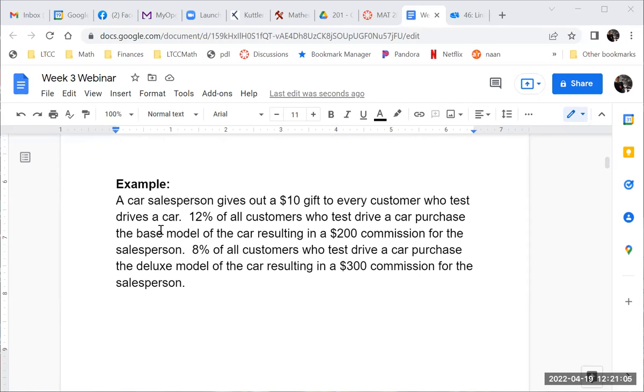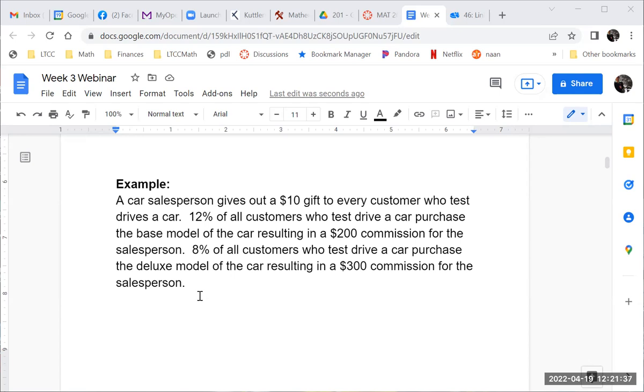Okay, 12% of all customers who test drive a car purchase the base model of the car, and that results in a $200 commission for the salesperson. Which is good, by the way, because if the salesperson had to give away $10 but made 200, then they made 190 bucks. 8% of all customers who test drive a car purchase the deluxe model of the car, resulting in a $300 commission for the salesperson.